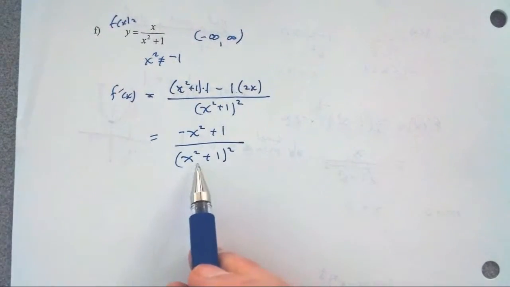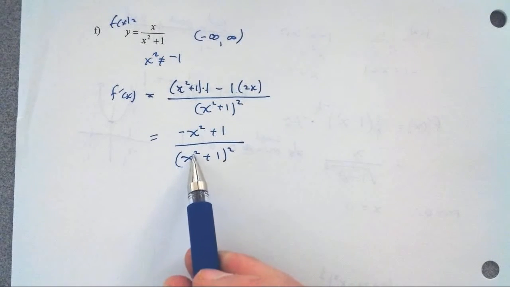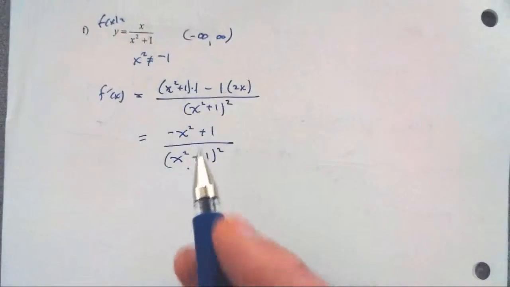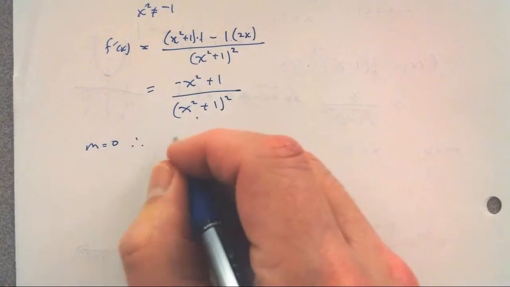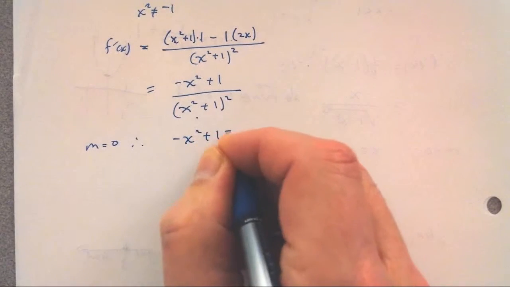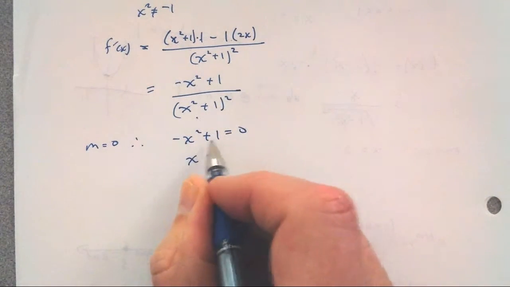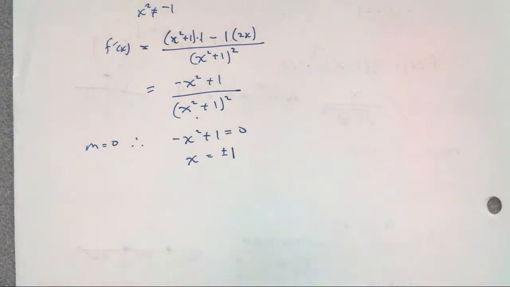Now, this denominator is never 0, because I get a positive when I square, plus 1 squared. It's going to be a positive number. So all I'm interested in is when is the slope 0. Therefore, I want to set -x squared plus 1 equal to 0. And I think we can see pretty quickly, add x squared to both sides, I get x squared is 1, or x is plus or minus the square root of 1, which is 1.